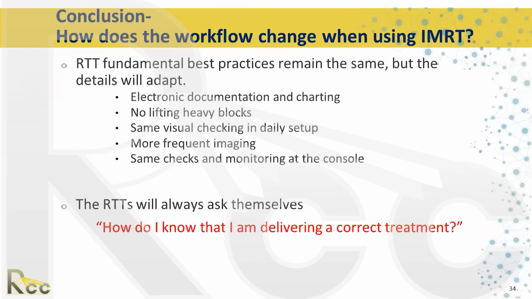The therapist will always ask themselves, how do I know that I'm delivering the correct treatment? That's one of the things with IMRT: you don't get this visual in the room of where the beam is going, because it's modulated. So you're really relying on that in-room diligence of setting the patient up, as well as your imaging. You're trusting that if you line this patient up exactly the way the CT was done and your images are matching the way they're supposed to be, the radiation is going to go exactly where it's supposed to.